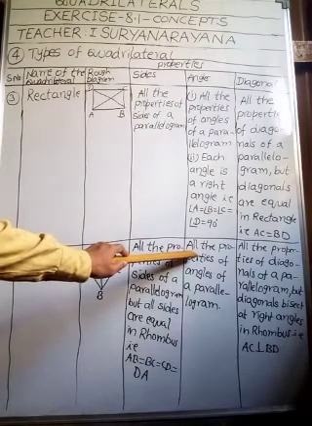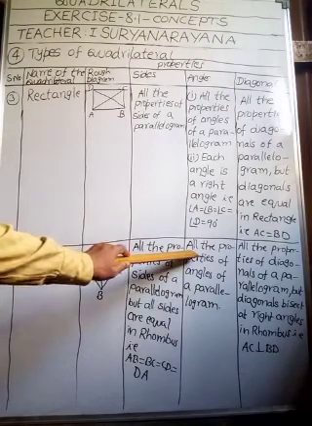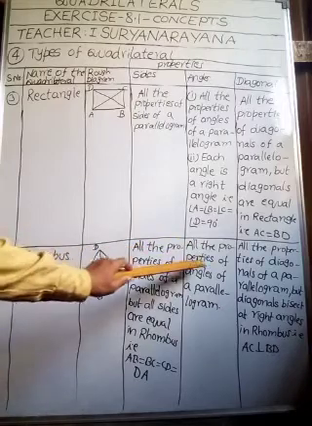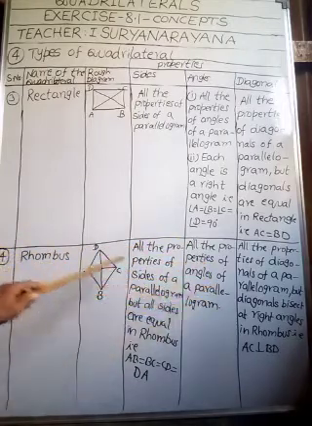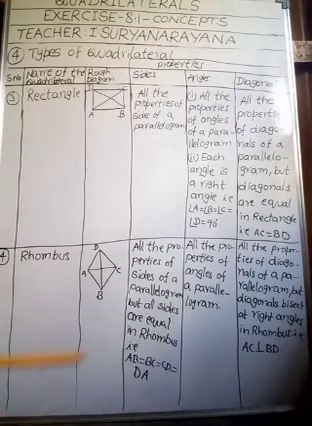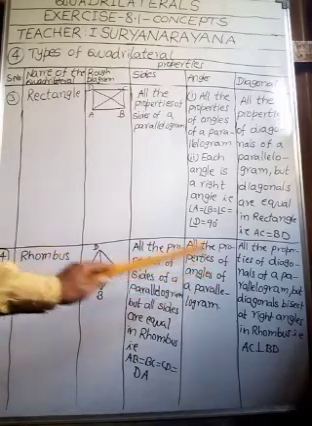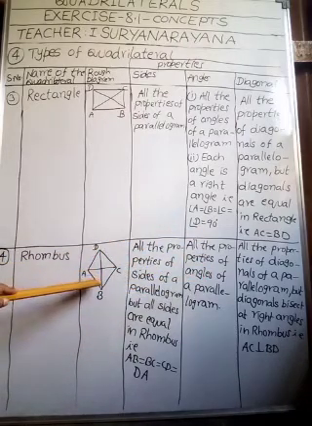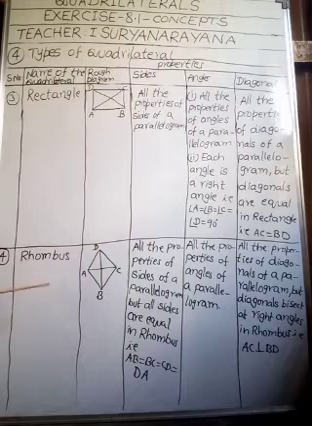Right. Now come to the properties of angles of a rhombus. Whatever the properties of angles of a parallelogram are there, the same properties are also applicable to the rhombus.